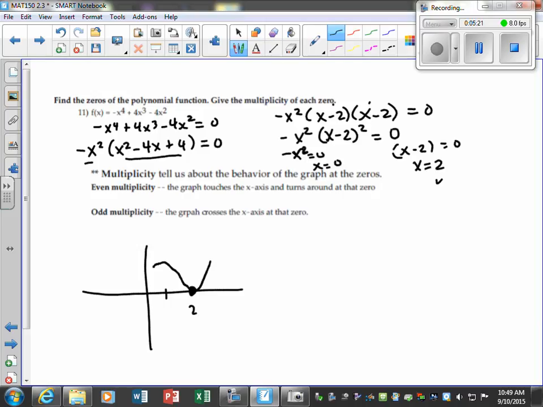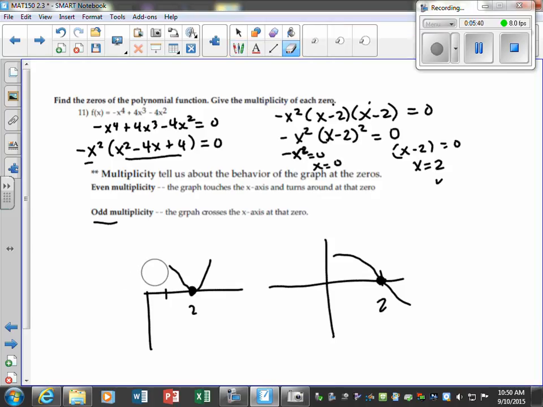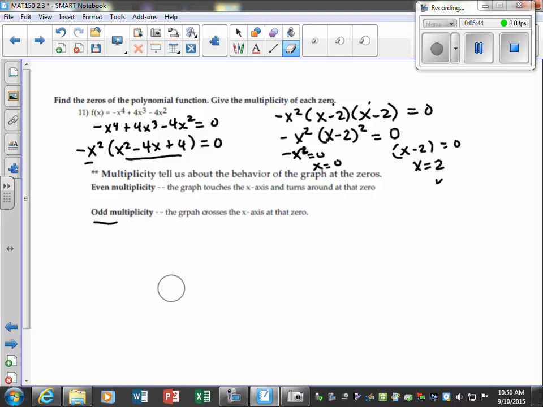Odd multiplicity would represent, if this is a 0, that when you get to that point, it's going to cross that 0. So that's what multiplicity tells us. Are we going to go to that 0 and touch and turn around, or will we go to that 0 and cross? Now let's look at our exact problem and determine multiplicity.